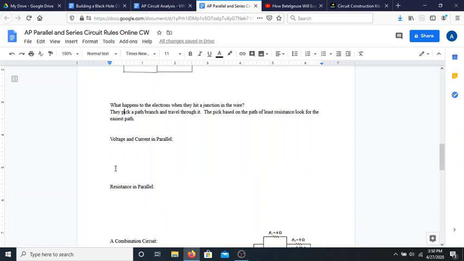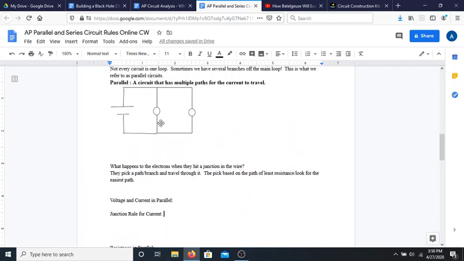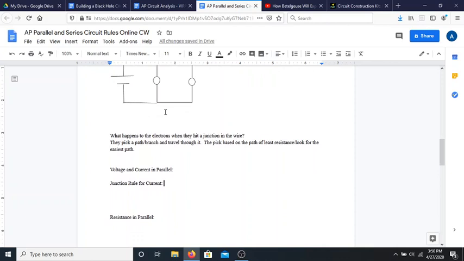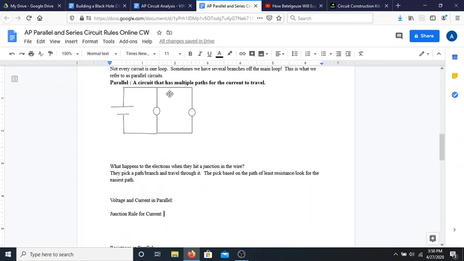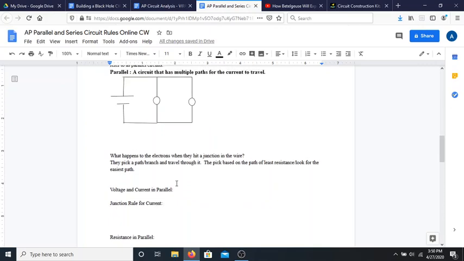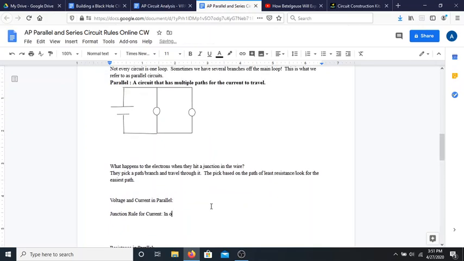Now, this is referred to as the junction rule. The junction rule for current, and this goes under how voltage and current work for parallel circuits. Current in a parallel circuit will split off. It makes a choice, and the electrons will split between the different branches. That's pretty simple. There are only two branches here, so the current is only going to split between one or two branches. More complex parallel circuits can have a lot of branches. But basically the junction rule for the current says that in parallel, the current splits depending on the path of least resistance.